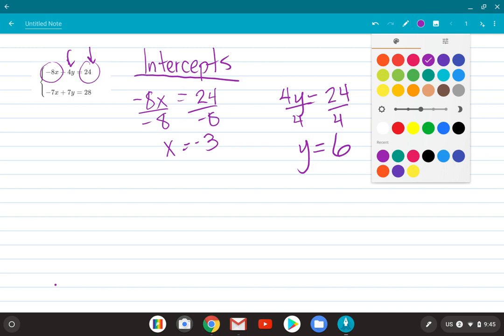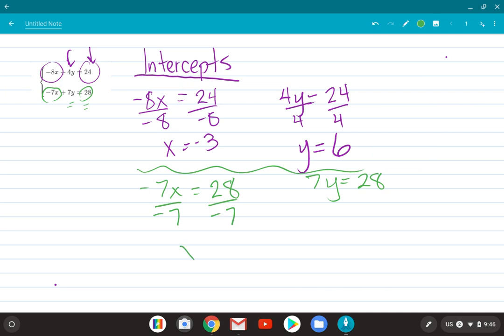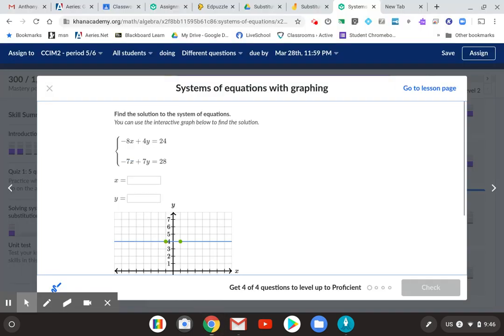And then if we do the other one, I'm going to take the negative 7x equal to 28. And for the second one, I'm going to take the 7y equals 28. So divide by negative 7. These are just one-step problems now. Divide these. Okay, and now I'm going to go back to Khan Academy and graph them.